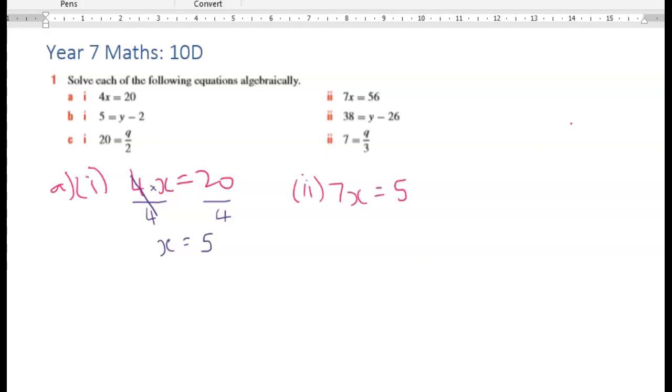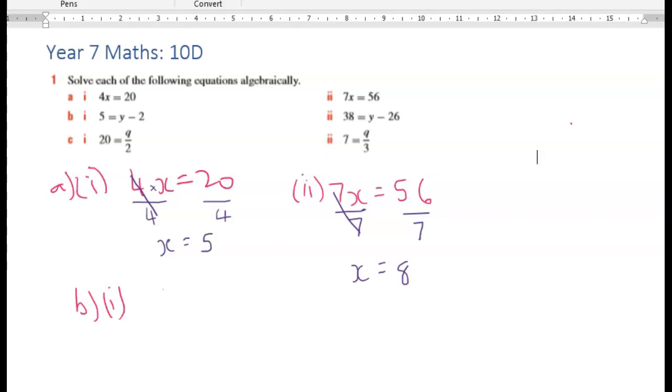Now this one here, 7x equals 56. So we've got 7 times x. So to do the inverse operation, we're going to divide. So we divide by 7 for both sides. So 7 divided by 7 is 1, so they cancel out. And then we're left with x equals 56 divided by 7, which gives you 8. All right, let's have a look at B.